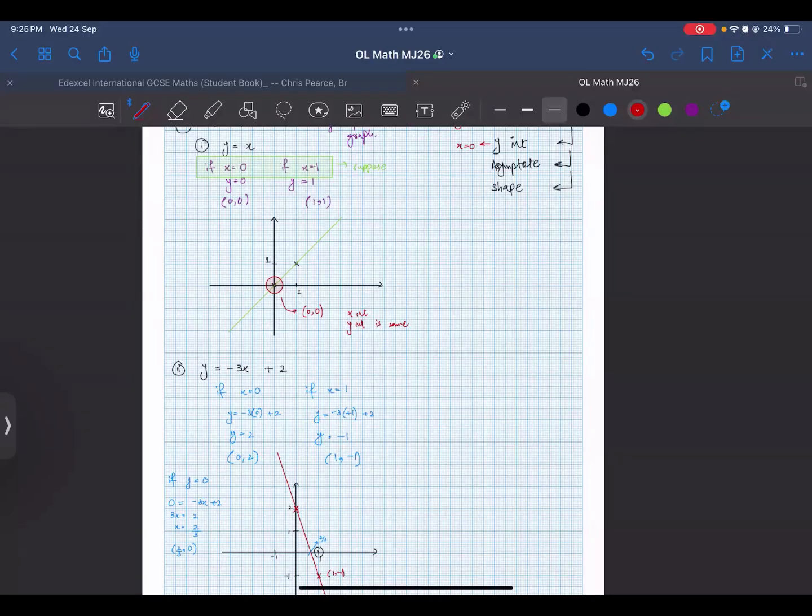Right now we are sketching a linear equation, a straight line. When we have a quadratic, we will do something else.